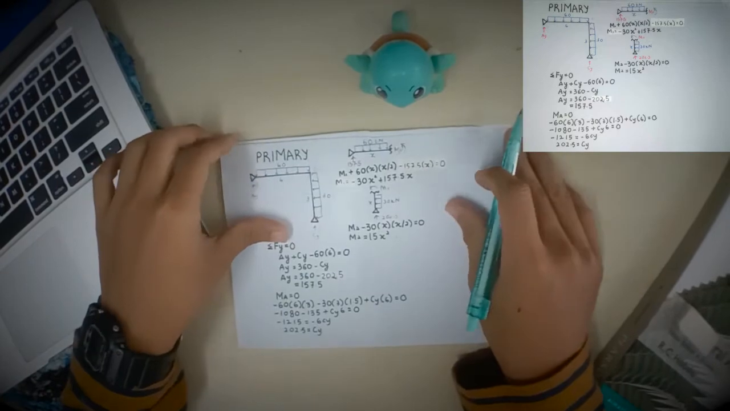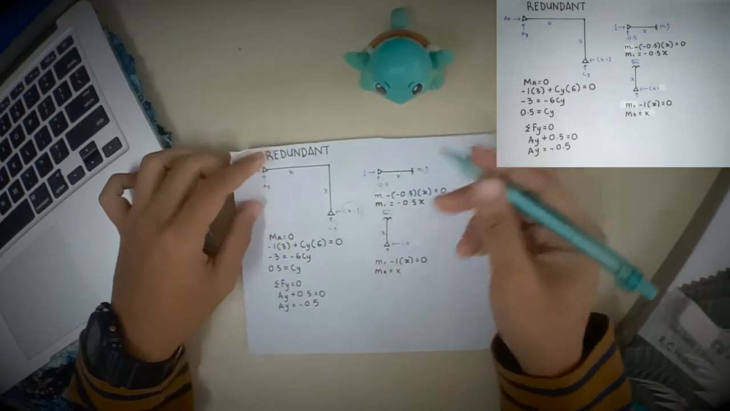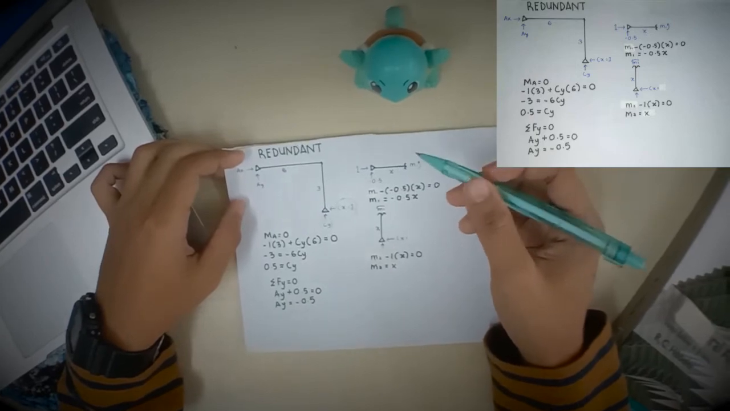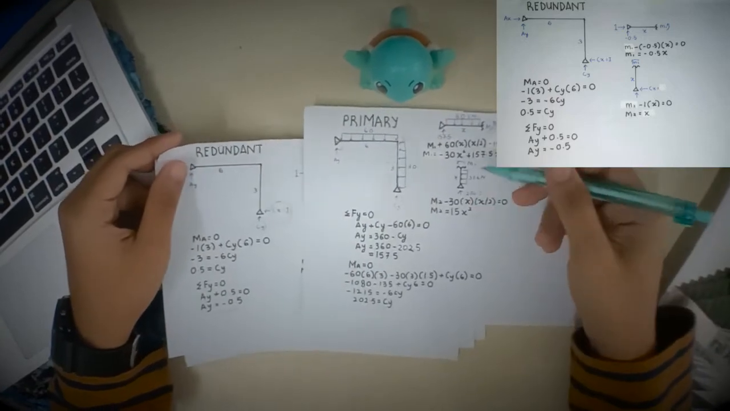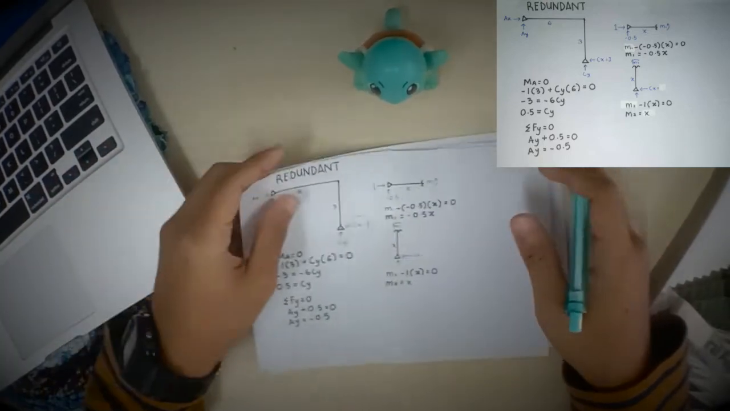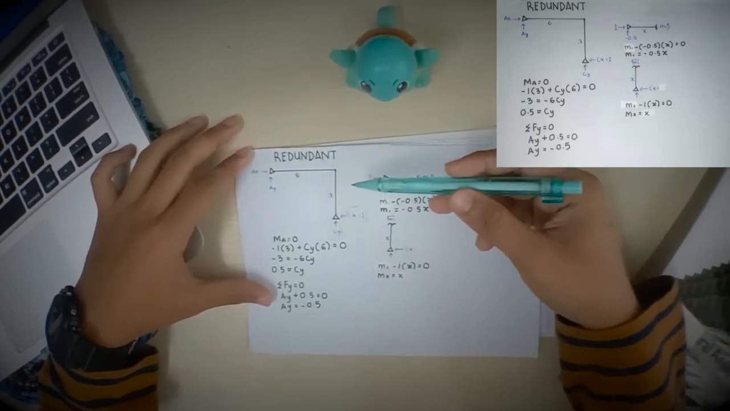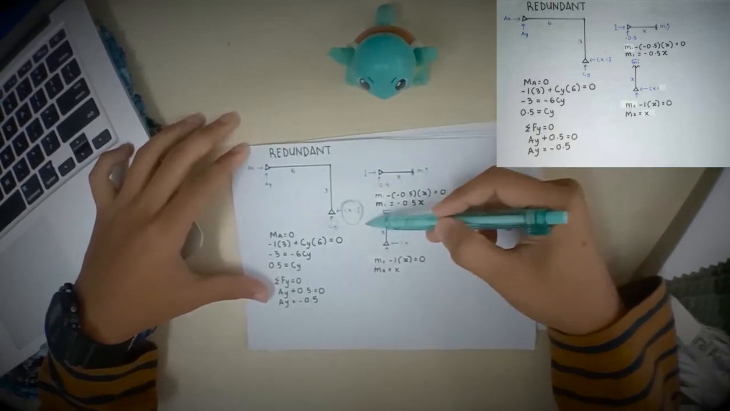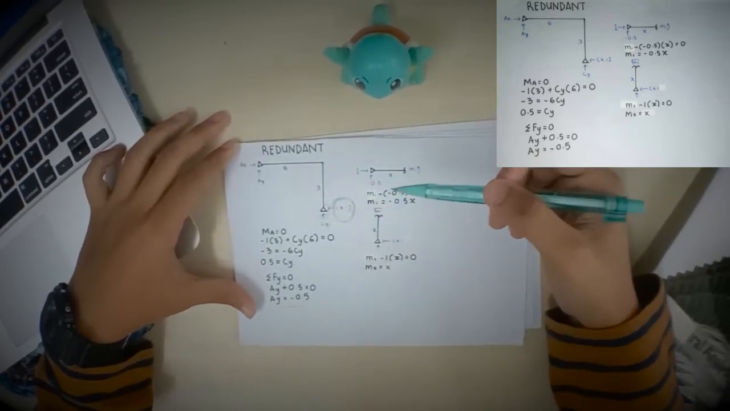Now we go to the redundant structure. For the redundant structure, we also need to apply the same method as we did at the primary structure. For this redundant, we need to apply a virtual work, which is we use 1 as a unit load at point C.